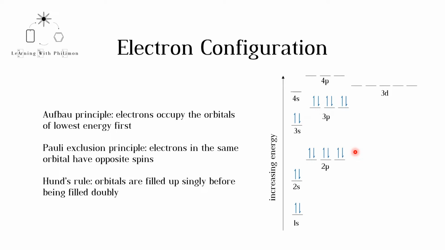At this point, we reach an interesting deviation. We would expect to fill the 3d orbitals before the 4s orbitals, as the 3d orbitals are in a lower principal energy level. However, the 4s and 3d orbitals are very close in energy. For the elements potassium and calcium, which are in period 4, the 4s orbitals are in fact lower in energy than the 3d orbitals, as depicted in this diagram.